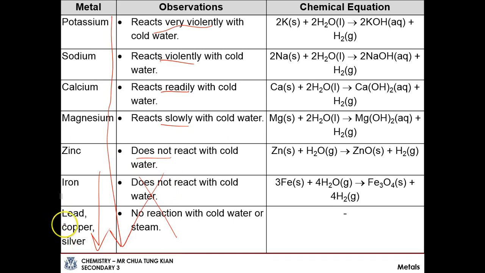Lead, copper and silver especially will not react with cold water or steam. Steam is hot water vapor. The chemical equation is actually quite standard. The metal plus water will give you the KOH and hydrogen gas. Notice this is the hydroxide. Later on, when there's a reaction between the metal and steam, you will get the oxide. Whenever there's water present, you will get the hydroxide or the hydrated oxide.